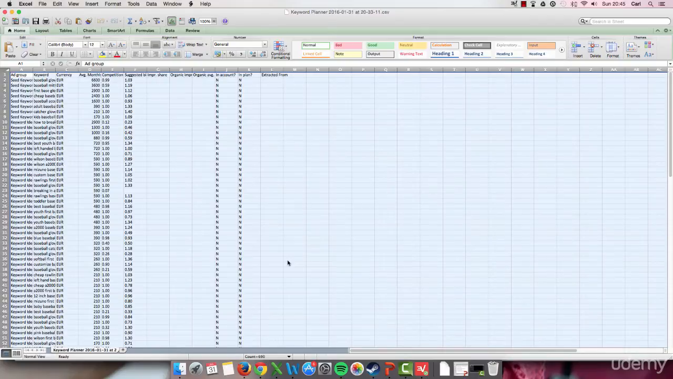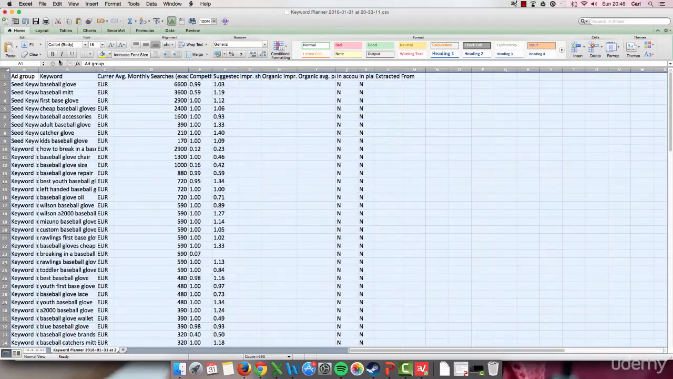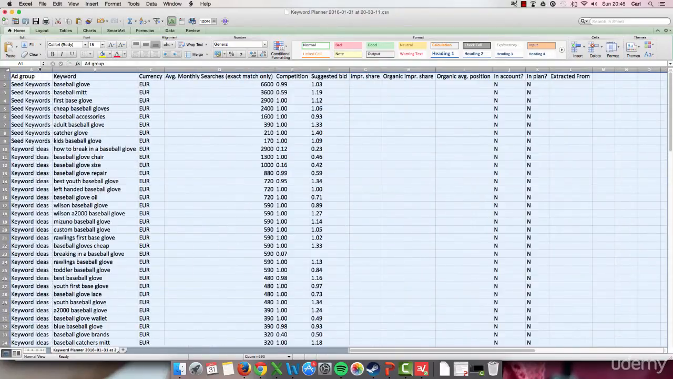What I have here in front of me is the data that's been downloaded from the Keyword Planner. I'm just going to tidy it up a little bit to make it easier for you to see in the video. First of all, I'm going to expand the size a little bit, just so that you can see everything better. That should be easier for you now.